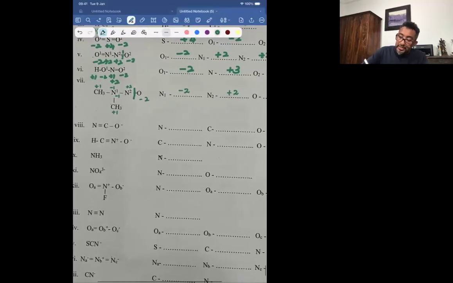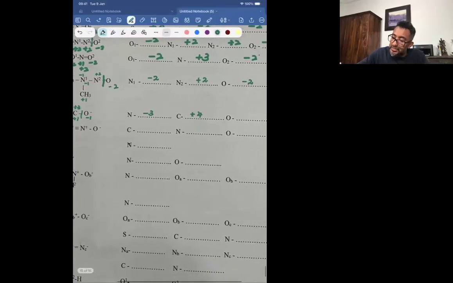Now let us look at this one. Nitrogen and carbon. Nitrogen is more electronegative. -3. You have to break 3 bonds here. This is +3. When you break it here, this is -1. This is +1. So nitrogen is -3. Carbon is +4. Oxygen is -1.